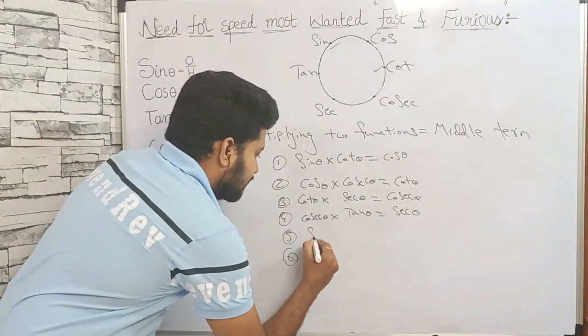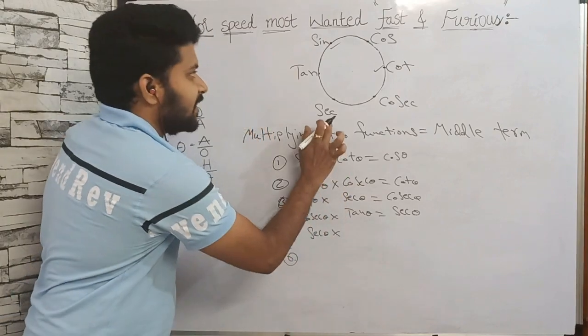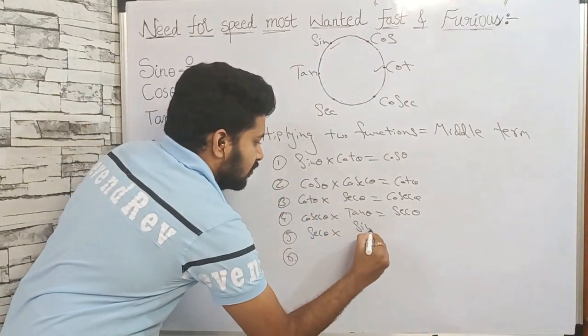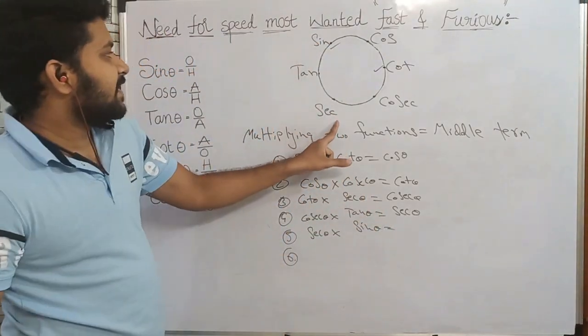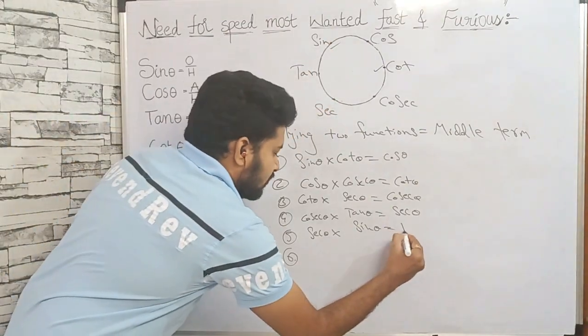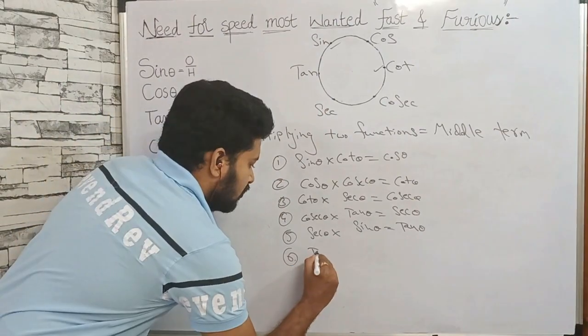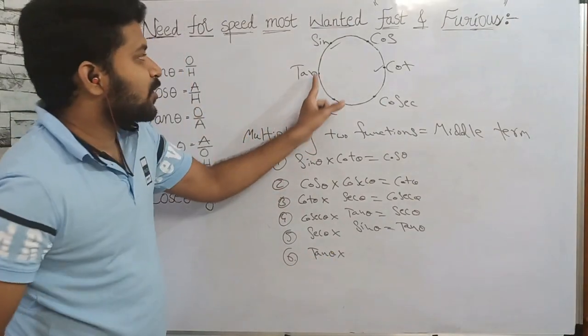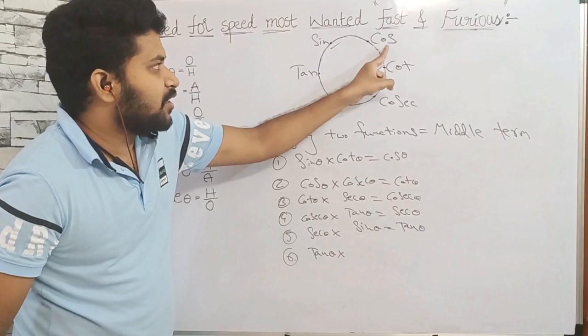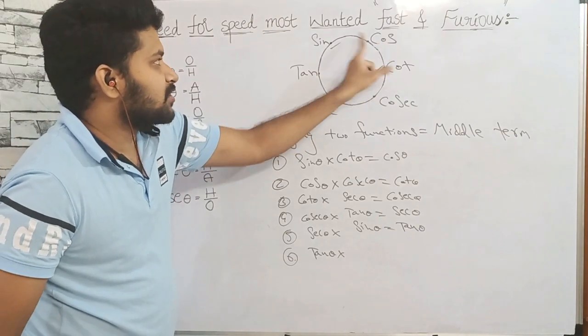Next, secant. Secant theta into sin theta is equal to what? Secant theta into sin theta is equal to tan theta. And then after secant, tan theta into, just leave the middle term, next term, and then the next term: tan into cos is equal to sin theta.